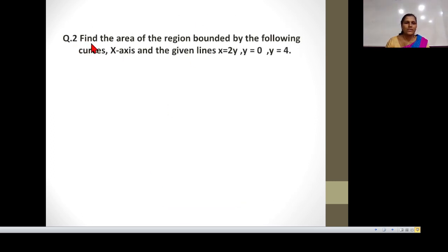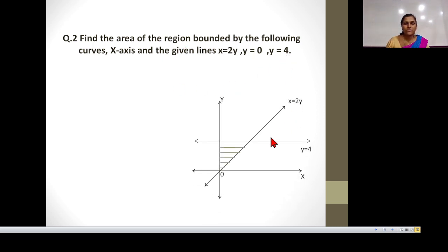Now move to our next example, question number 2. Find the area of the region bounded by the following curves, x-axis and the given lines x is equal to 2y, y is equal to 0 and y is equal to 4. Now let us consider this diagram first. Here is your x-axis, y-axis, and we have drawn this line x is equal to 2y. Then the line will be like this. Then we consider the lines y is equal to 0 and y is equal to 4.